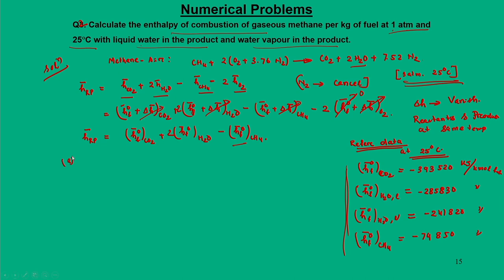First part, liquid water in the products. So we can calculate that this enthalpy is minus 890330 kilojoule per kilomole fuel. Second part, water vapor, which is H bar RP equal to minus 802310 kilojoule per kilomole fuel.